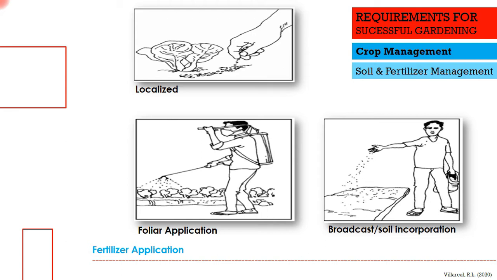You can do it localized, as you can see in the picture, or you can apply fertilizer by foliar application, by broadcast, or by soil incorporation. Those are the ways of fertilizer application in your vegetable gardening.